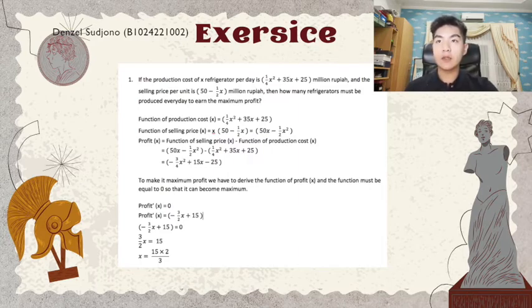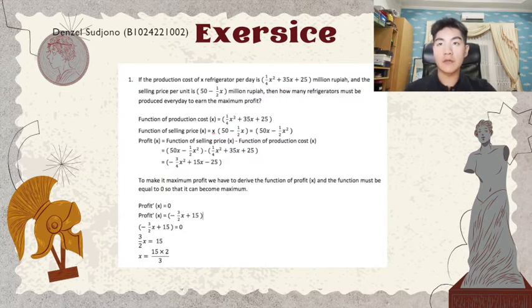So, the function of production cost of x is 1/4 x squared plus 35x plus 25. And the function of selling price of x is x times (50 minus 1/2 x), which equals 50x minus 1/2 x squared. Profit of x equals the function of selling price of x minus the function of production cost of x, which equals 50x minus 1/2 x squared minus (1/4 x squared plus 35x plus 25). The total is negative 3/4 x squared plus 15x minus 25.